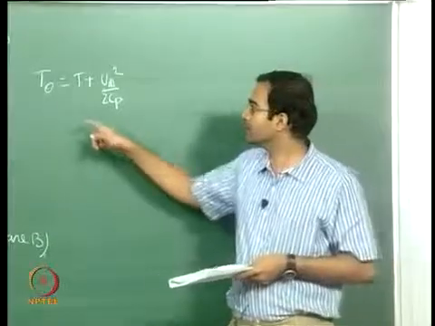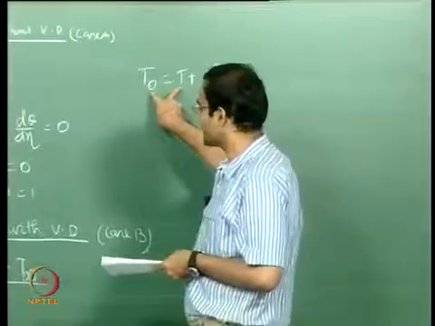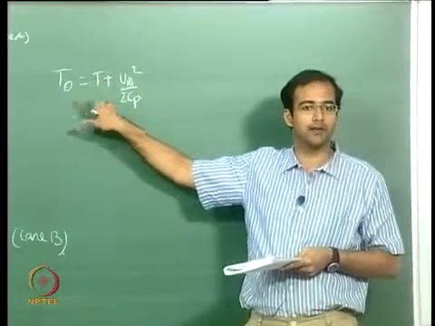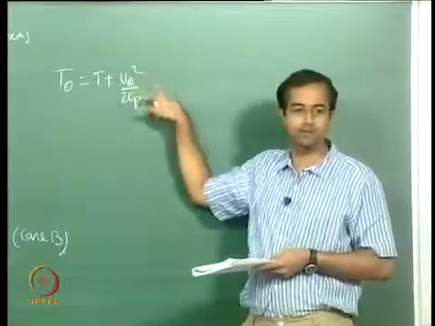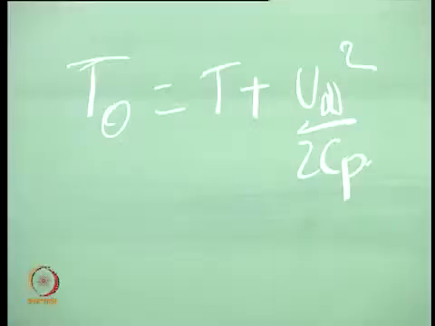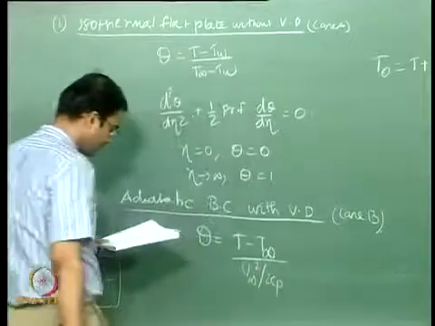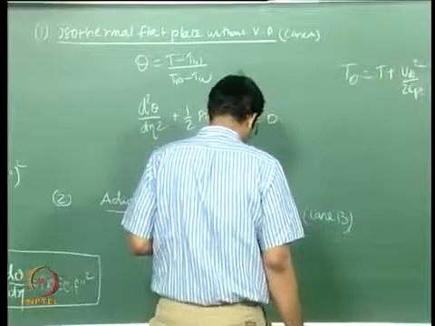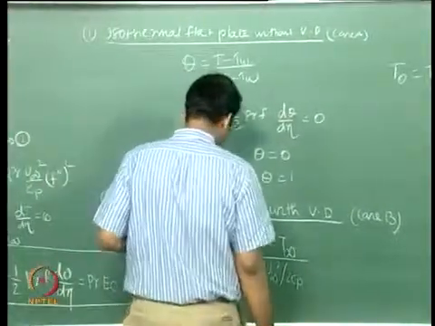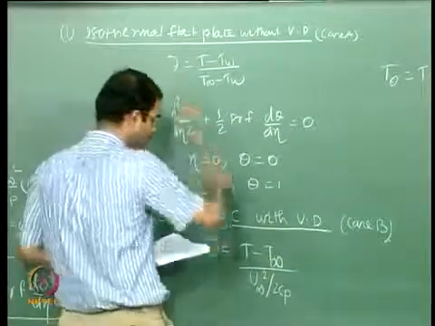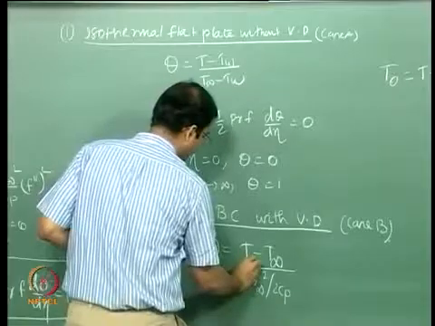So I am going to call something like my delta T, which is T naught minus T, and the dimensionless quantity will be something like u infinity square by 2 Cp. So this is the delta T that I am going to use to scale theta. And of course I am going to define theta which is different from this theta, because this is the isothermal theta. So I am going to define the notation A for adiabatic boundary condition.